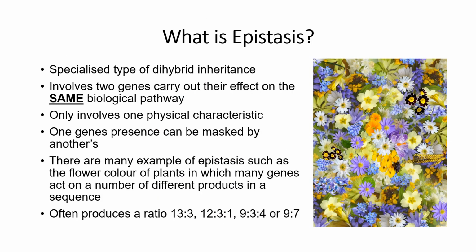So what actually is epistasis? Well, epistasis is a similar type setup to dihybrid inheritance in the fact that you will have two genes. However, unlike dihybrid inheritance, which will affect two different characteristics or two different polypeptides, this particular process is on the same biological pathway, so you will be talking about the same characteristic.